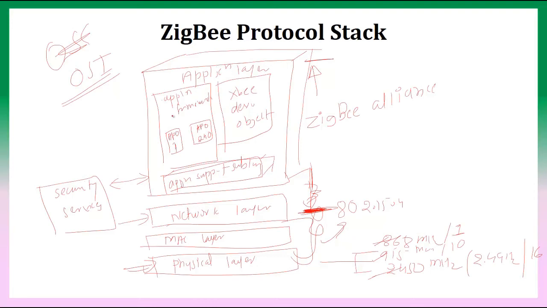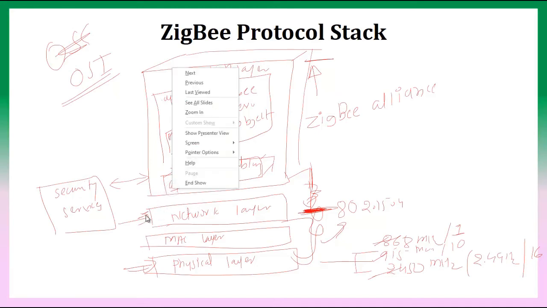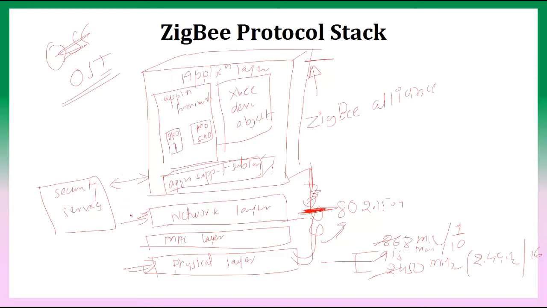So next one is the network layer. What is a network layer? The network layer is an interface between your upper layer, the application layer, and your MAC layer. Each layer standing between two layers has the responsibility to transfer data across these two layers. So the network layer interfaces between the application layer and the MAC layer.